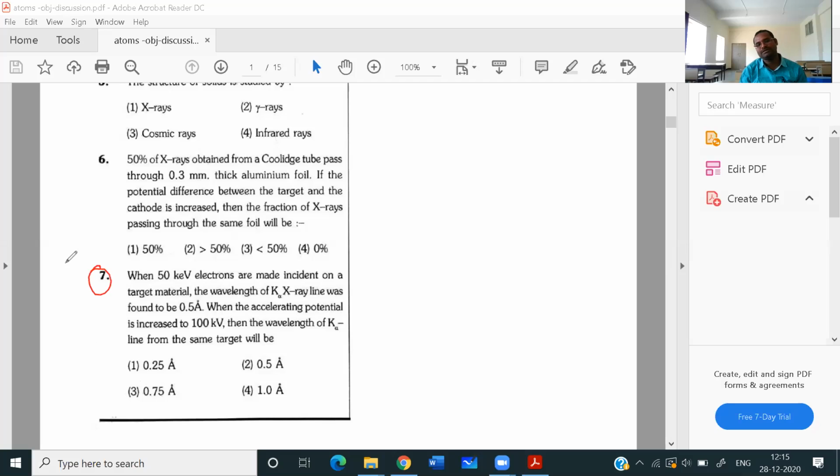Logical question. See what they have asked. When 50 kilo electron volt energy of electrons are made incident on a target material, the wavelength of K alpha X-ray line was found to be 0.5 angstrom. So when the energy of electrons is 50 kilo electron volt and they fall on a target material, X-rays of wavelength 0.5 angstroms are produced.